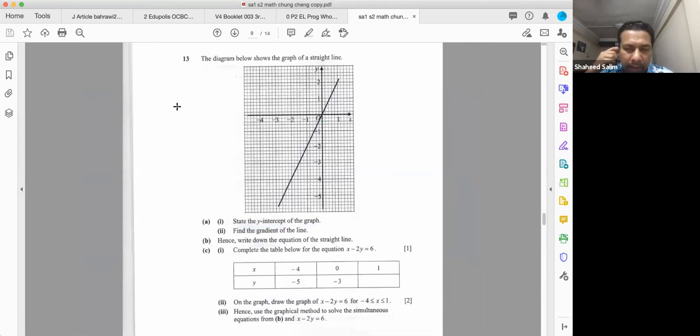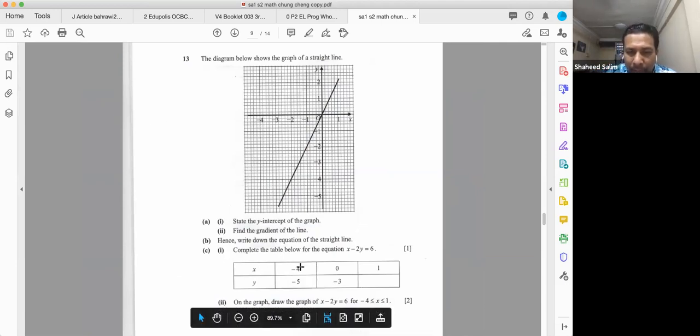We want you to complete the table. You remember how to complete the table? Just put in the value down here. Let's say now, if you put the -4 inside here, find what's y. Then put the value here. Okay, they have already given you the answer down here. If you're not so sure, I show you how to do one of them. Let's say they did not give -5 lah.